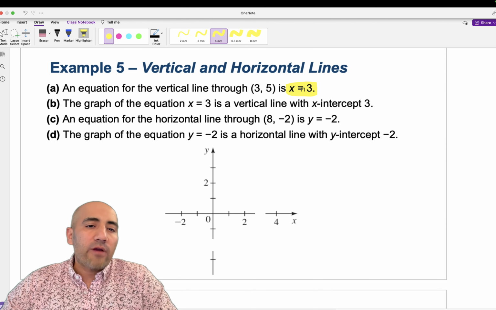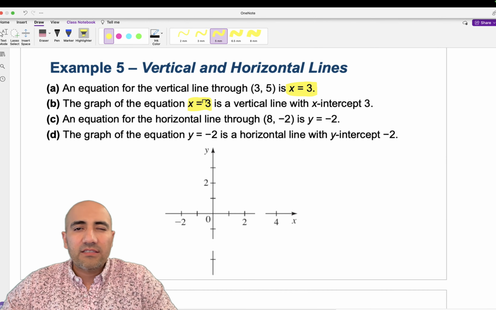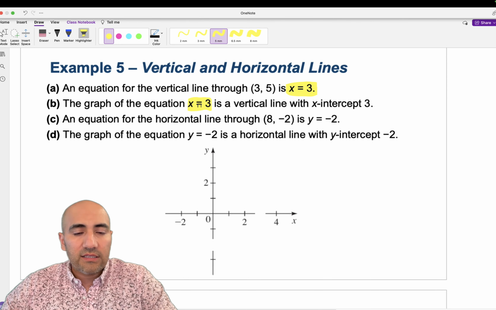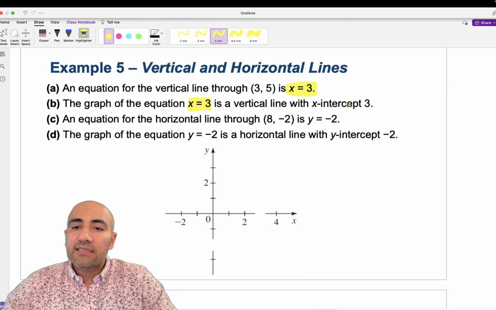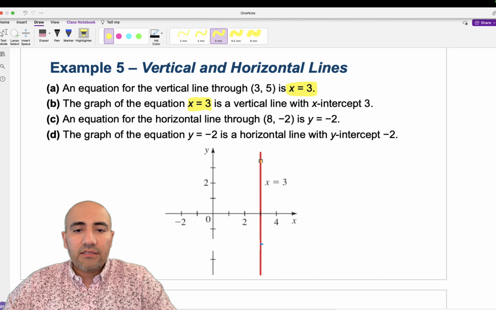The graph of the equation x equals 3 is an equation. It's not just, like when you're doing substitution or evaluating an expression, letting x equal the number 3. Here, it's a little bit different. It's the equation of a vertical line, a vertical line with x-intercept at 3. So that is like this red line right here. It's the line x equals 3.